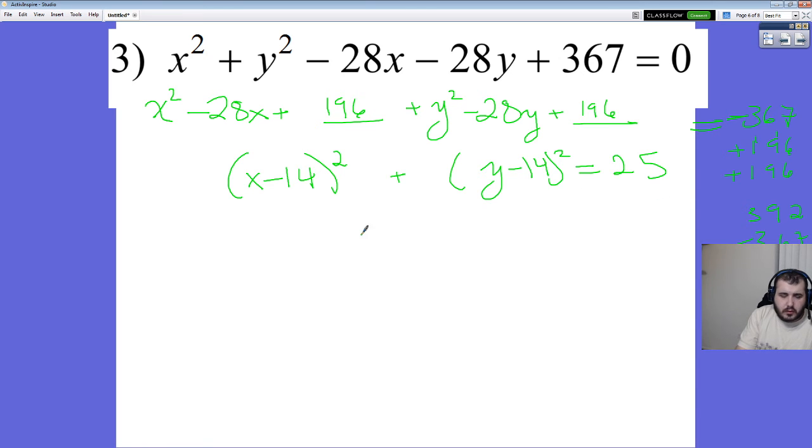And so there's your standard form equation, and again you can just read it right off. Change the sign for your x value, change the sign to find the y value. There's your center, then your radius here is 5.